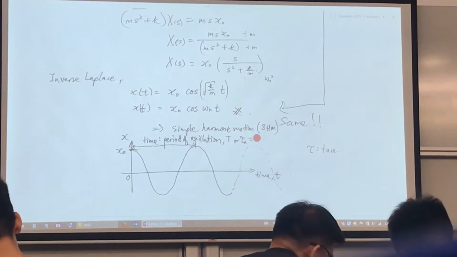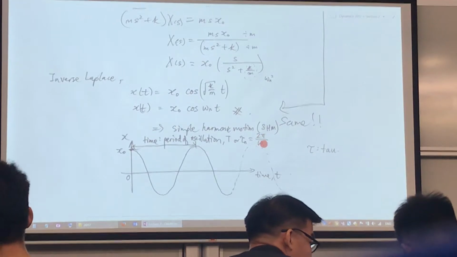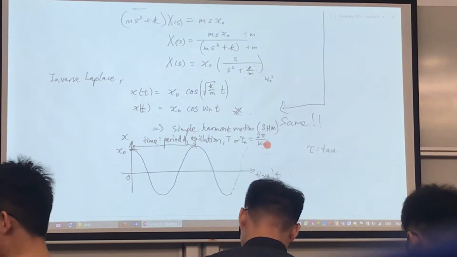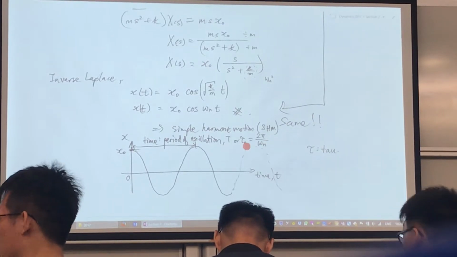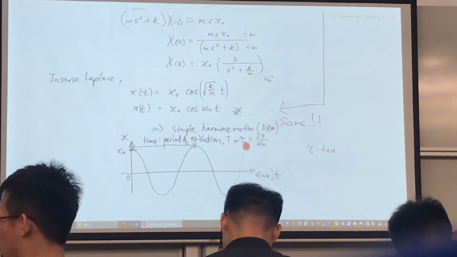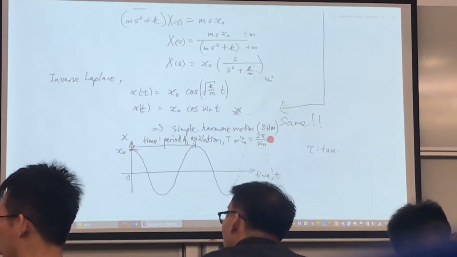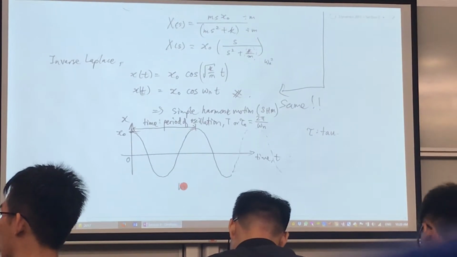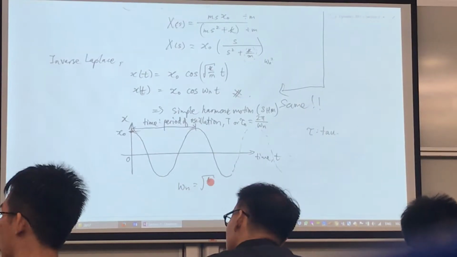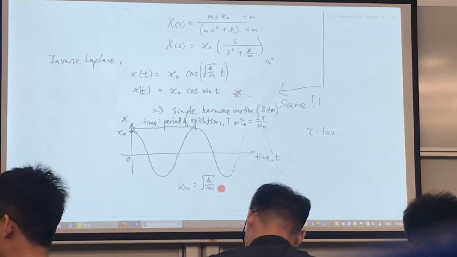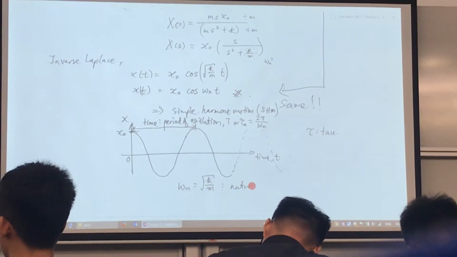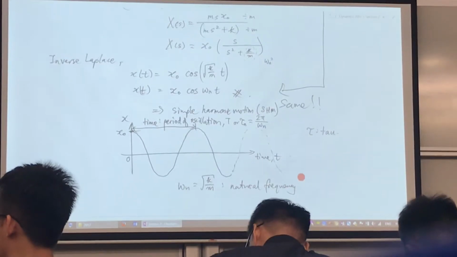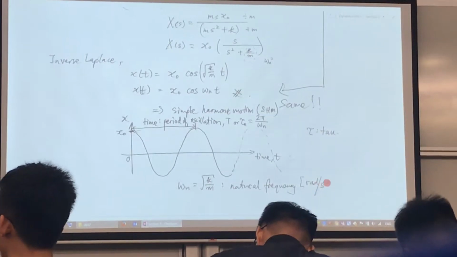This one is given as 2 pi over omega n. That's provided in your data sheet. That's your period of oscillation. So one period is equal to tau, is equal to 2 pi over omega n. So that omega n, which is equal to the square root k over m that you have seen just now, is your natural frequency. And the units for this is radians per second.